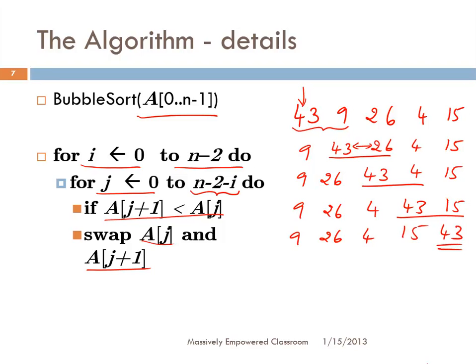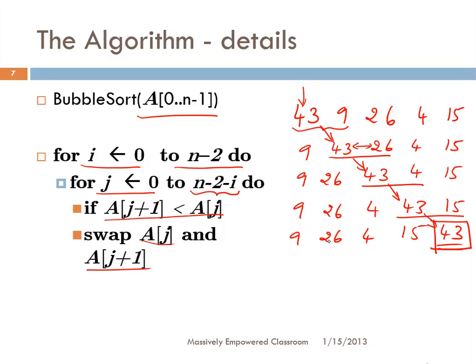So what happened? You can see that 43 kept moving to the right or bubbled up to its correct position in the array. It was the largest element and it happened to be in the first place in this example, so it kept bubbling up till its final position. Now we don't touch this anymore, right? This element is already sorted, we don't touch it. We continue with the remaining elements.